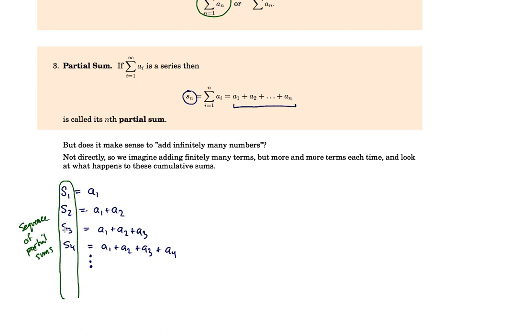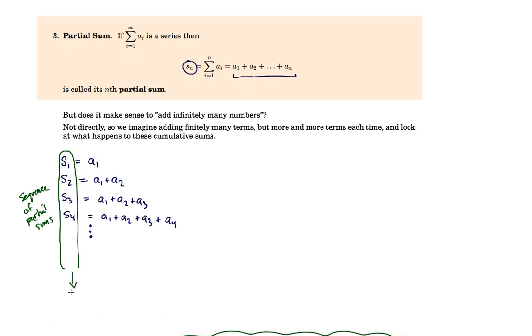And so now we can ask the question, does this sequence of partial sums converge? Do the s_n converge somewhere? If it does converge to some number, then perhaps that's a reasonable definition for the sum of the series. So this idea of adding up infinitely many numbers, we've tied now to a question about convergence of the sequence of partial sums.